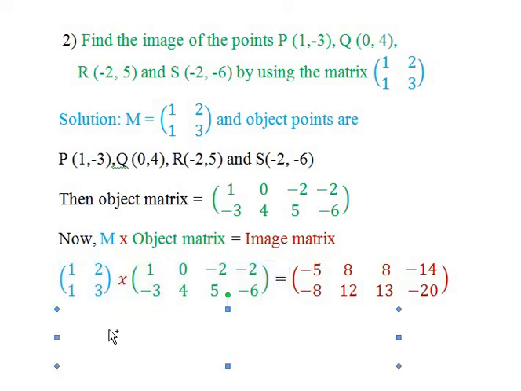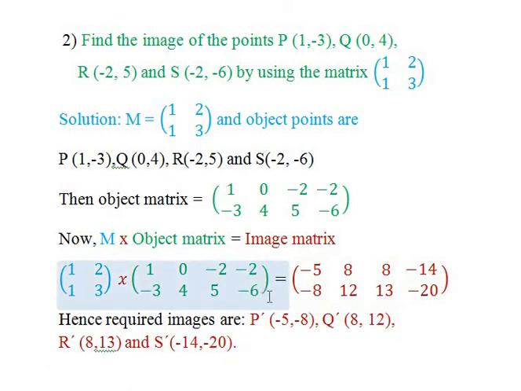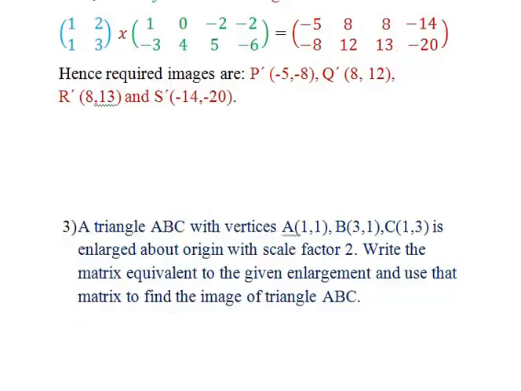Okay, now we have a conclusion. So here the required images are P prime (minus 5, minus 8), Q prime (8, 12), R prime is (8, 13), S prime is (minus 14, minus 12). These are the corresponding images of P, Q, R, S. Okay. Here is one more question. Okay, one more question here.